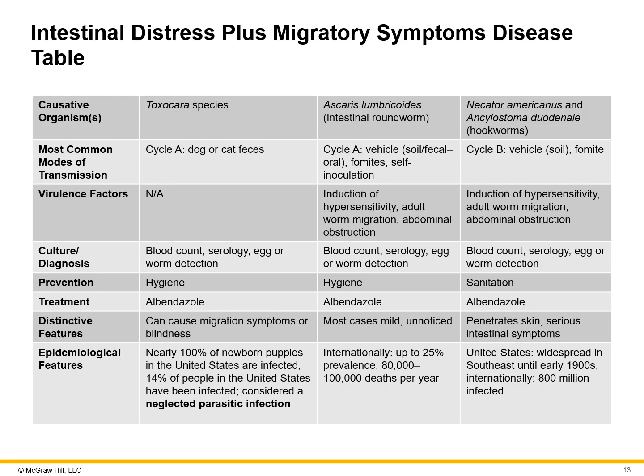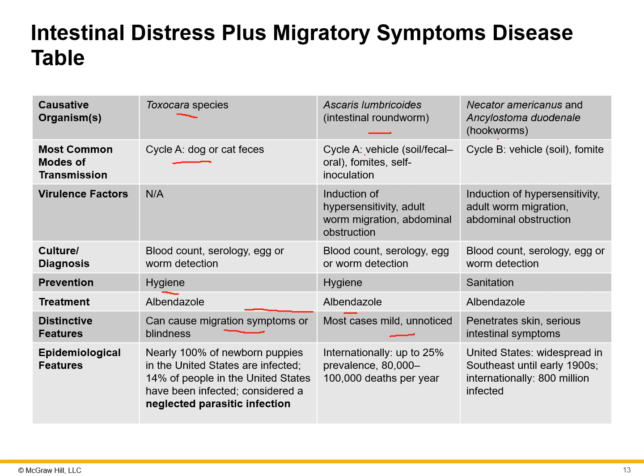All right, so these cause intestinal distress plus migratory symptoms. Toxocara species, again, have cycle A, so dog or cat feces is typically where ingestion occurs. Again, proper hygiene. All three of these are treated by the same anti-helminth. Some of the distinctive features with this one, the migration symptoms actually can lead to blindness. Then the intestinal roundworm, the Ascaris, again life cycle A. Again, proper hygiene, same treatment here. Most of the time, this is mild or unnoticeable.